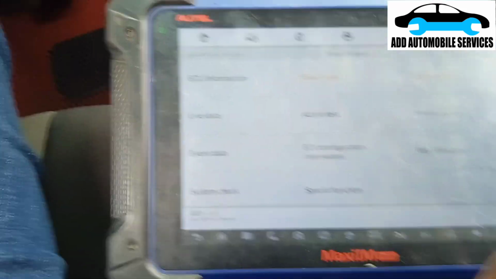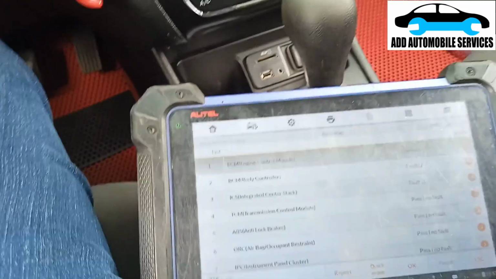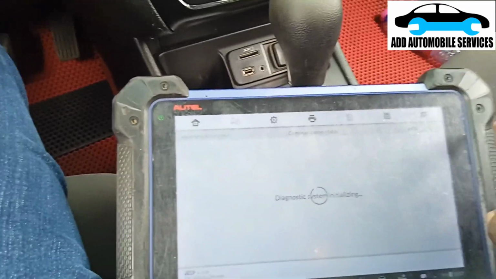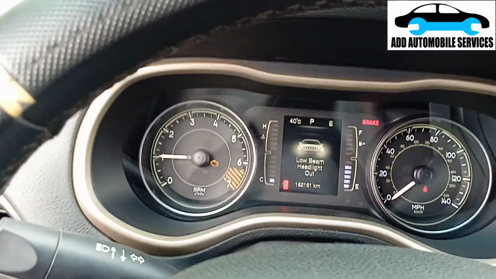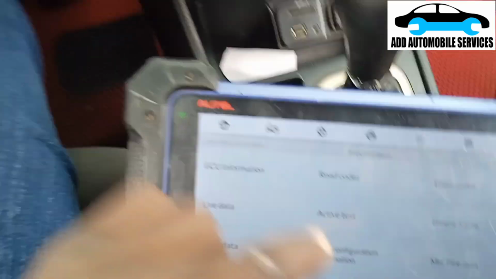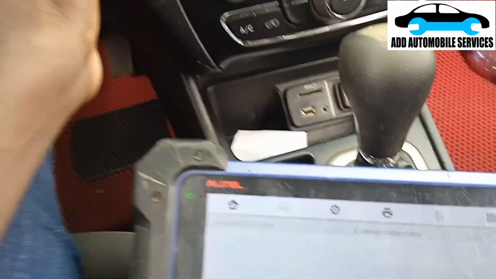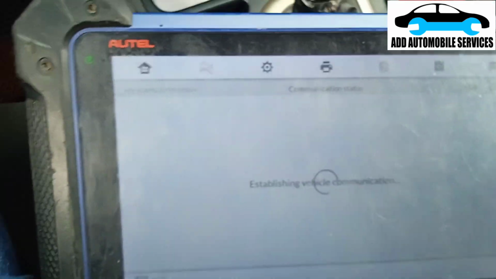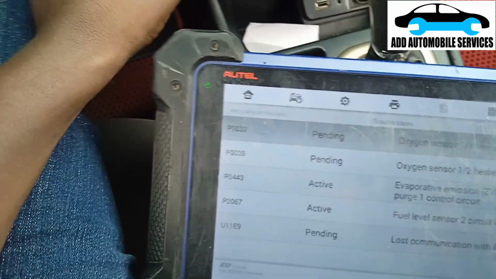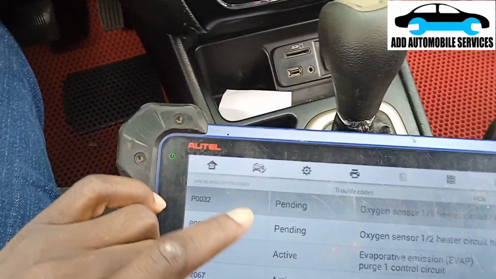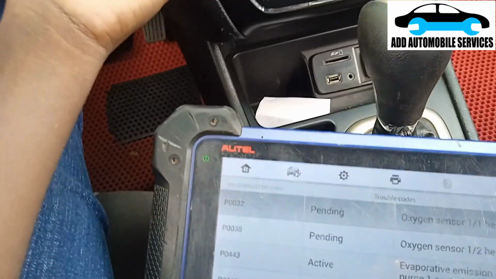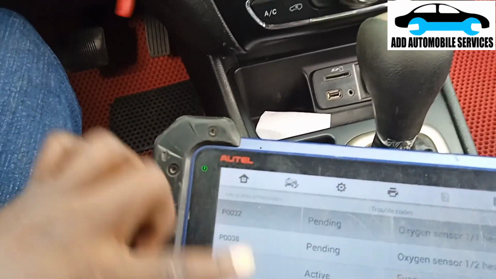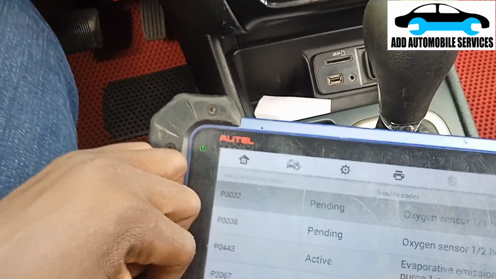Okay, so now go back and let it scan. Just now I have 4 fault codes, and the check engine light is still on. So let me read the fault codes again and see what the actual problem is. Let me attack the oxygen sensor first. If you can see, heater circuit high, bank 1 and bank 2. I think these are the major fault codes, so I'll attack them and see what the actual problem is.